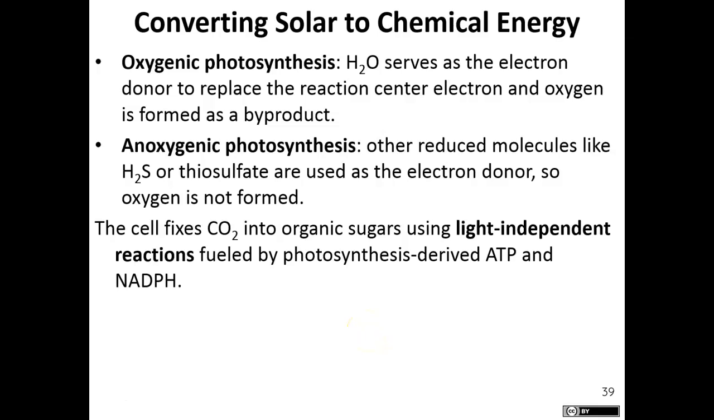In oxygenic photosynthesis, water serves as the electron donor, and oxygen is going to be formed as a byproduct. In anoxygenic photosynthesis, some other molecule like hydrogen sulfide or thiosulfate is going to be used as the electron donor. And so this means that oxygen is not formed. And then in the light-independent reactions, the cell is going to fix carbon dioxide and produce glucose as an end product.